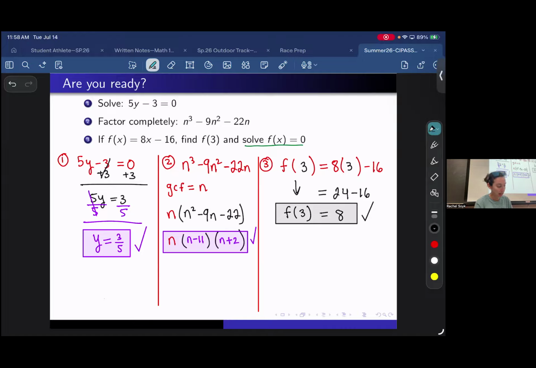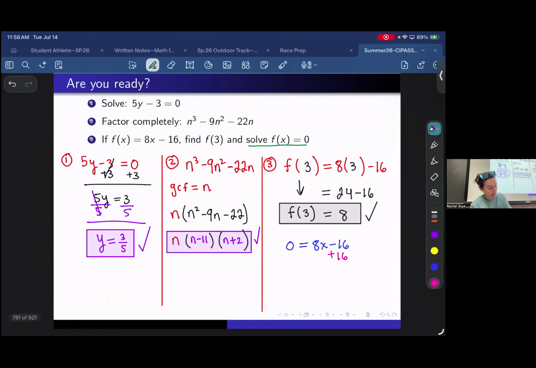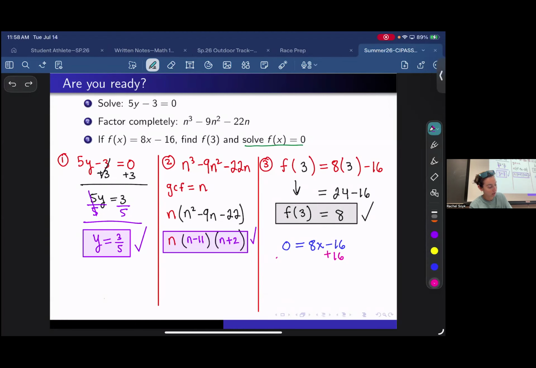And then the second part is asking, solve f of x is equal to 0, which means we want to replace f of x with 0. So we're looking at 0 is equal to 8x minus 16. And now we want to get x by itself. So once again, utilize your inverse operations. Add 16 to both sides. We're looking at 8x is equal to 16. And then last but not least, let's divide both sides by 8. So our x value is just 2. 16 divided by 8 is 2.